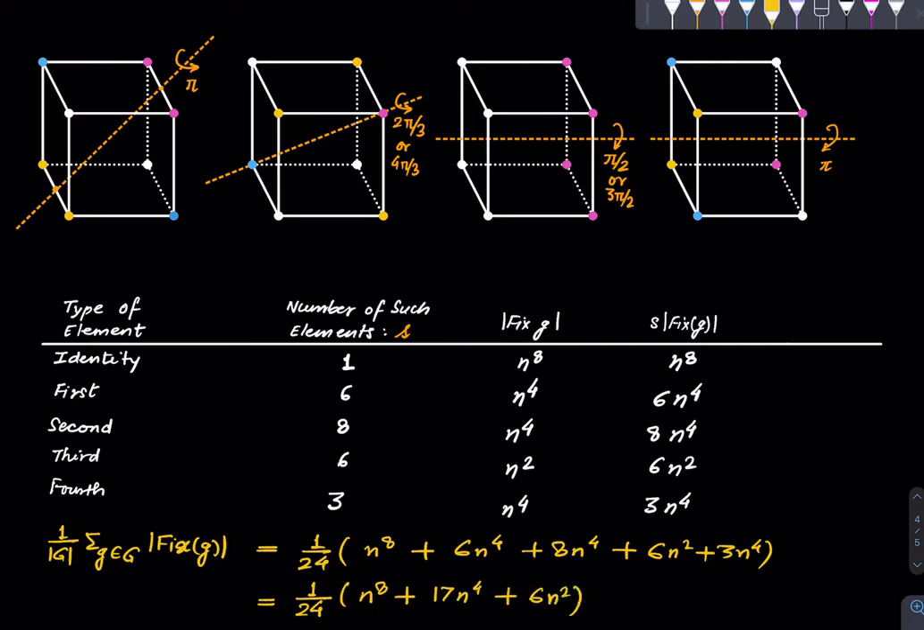So this is the total number of ways to color the vertices of the cube, where you identify two colorings if one can be obtained by rotating the other. And this is not the kind of answer one obtains by pure guesswork. This does take careful and proper analysis.